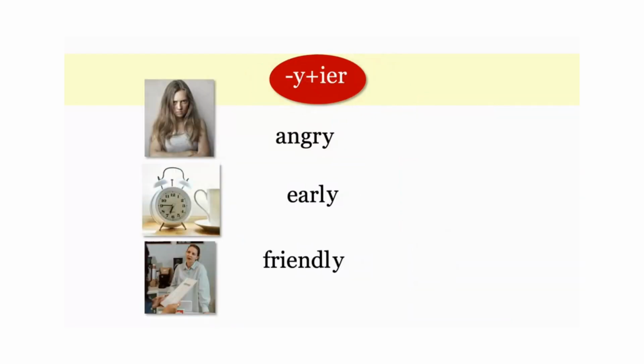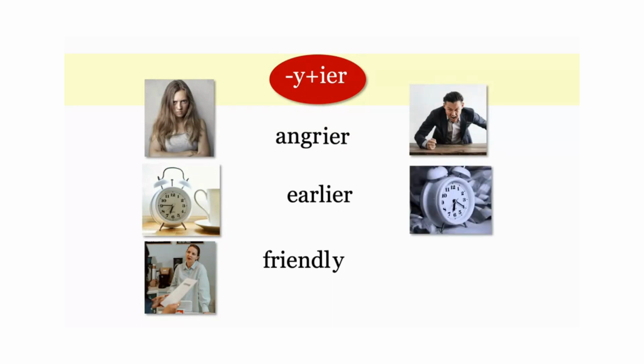For other words, we drop the y and add ier. That's if the word ends with a consonant and a y. You have also seen this spelling pattern before. So she is angry, but he is angrier. This is early, but we drop the y and it's earlier. She is friendly, but we drop the y, add ier, and she is friendlier.